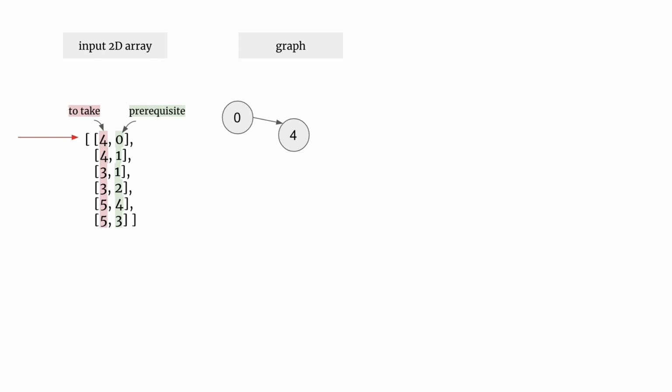We can draw a graph based on this given input. First, I take course 0, then I can take course 4. Now we see 4, 1: to take course 4, we must first complete course 1. Now we see 3, 1: to take course 3, we must finish course 1. Now we see 3, 2: to take course 3, we must first complete course 2. Now we see 5, 4: to take course 5, we must first finish course 4. Now we see 5, 3: to take course 5, we must first finish course 3.